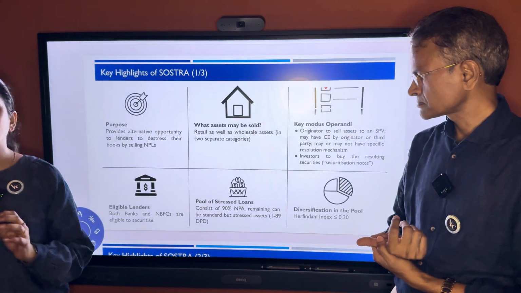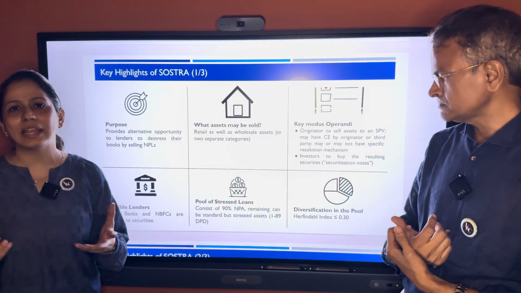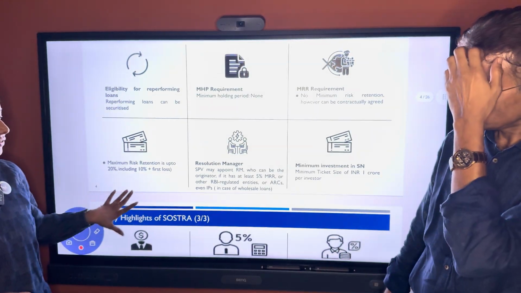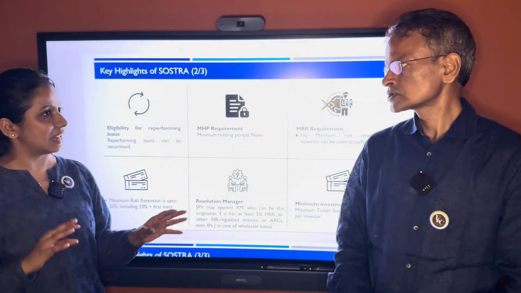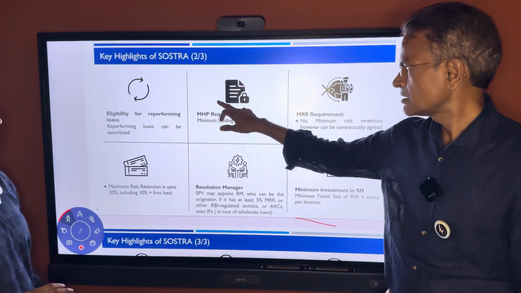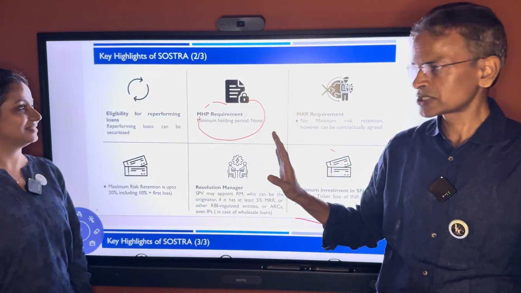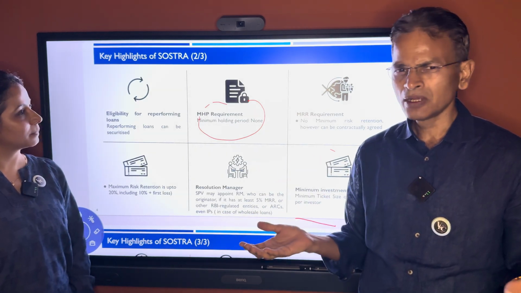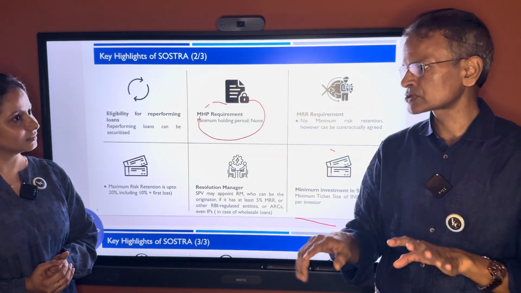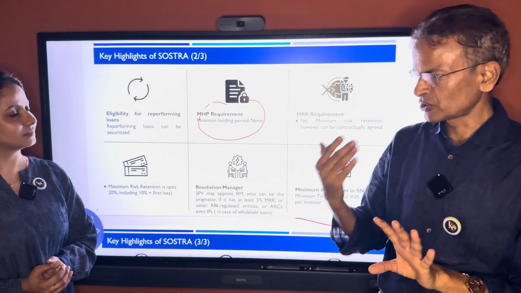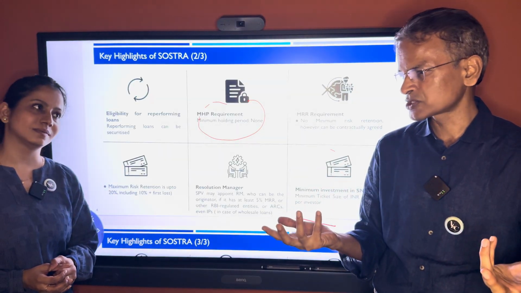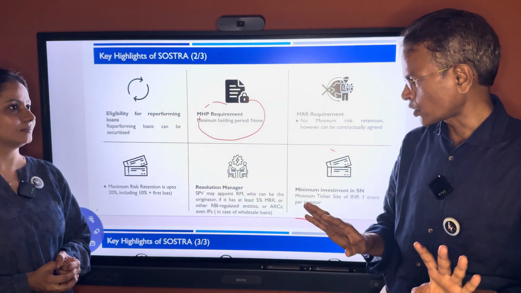Okay. So you were also talking about the concept of MRR, MHP. These are terms we usually associate with securitization. Under this SOSTRA framework, is there an MHP requirement? Is there an MRR requirement? Here, MHP is not applicable. There's no minimum holding period required. Why? Quite simple. The loans have already become NPA. Loans become NPA only after 3 months of being on my books. I don't think the loan became NPA from the very first day. So the loans have been seasoned to become NPA. Therefore, MHP has no relevance here and is not required.